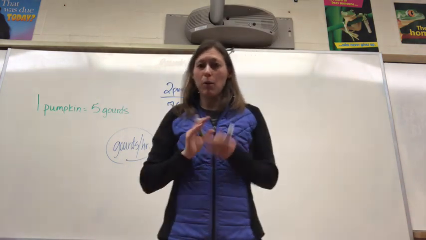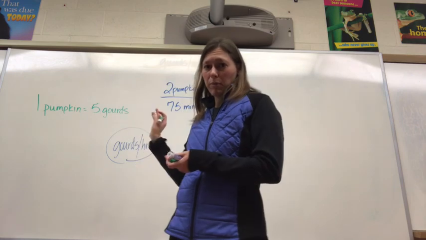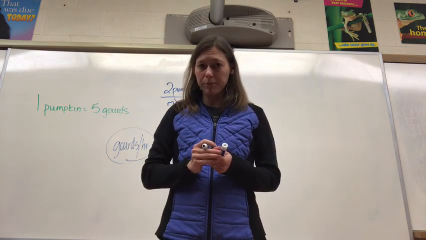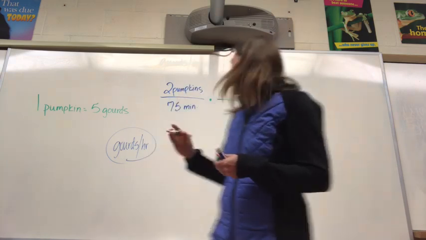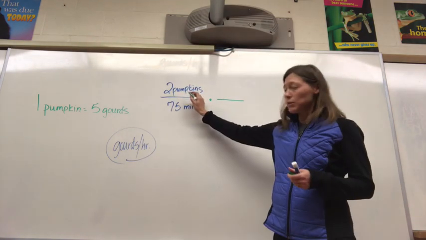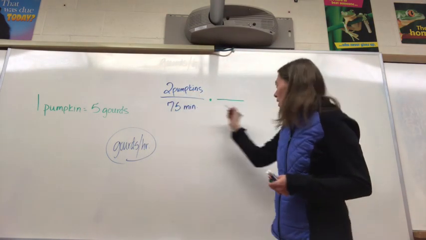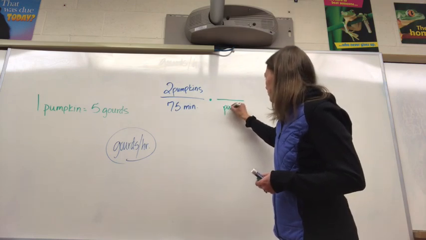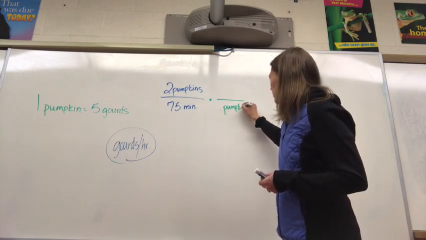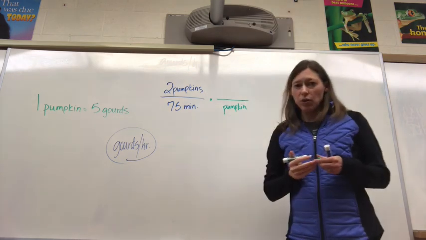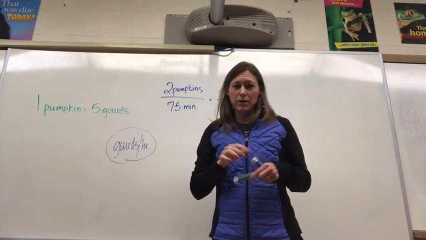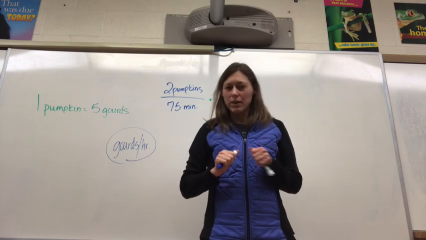Basically, we're multiplying by 1. Each time we multiply by something, we're multiplying by 1 in order to get to where we can cross out some of our units. So I want to cross out units. Since pumpkins is on the top, I'm going to put pumpkins on the bottom. Because you can cross out things if one's on the top and one's on the bottom, and we want to cross things out because that's fun.